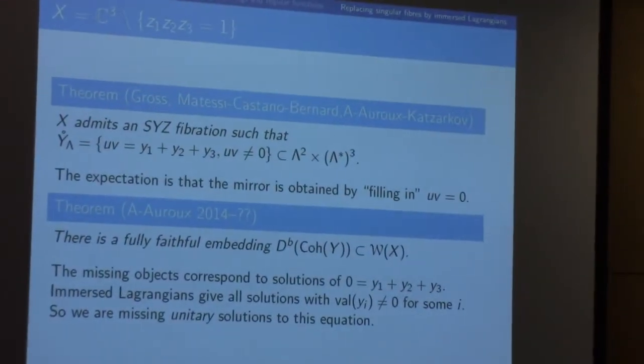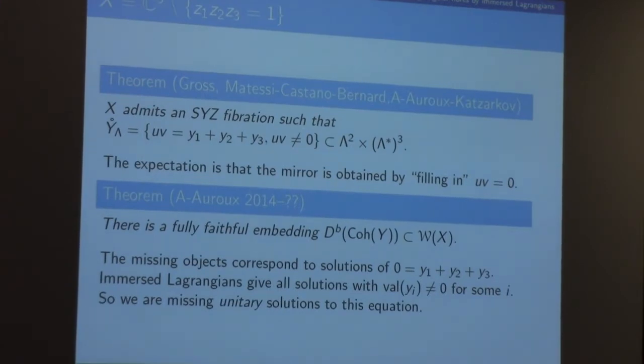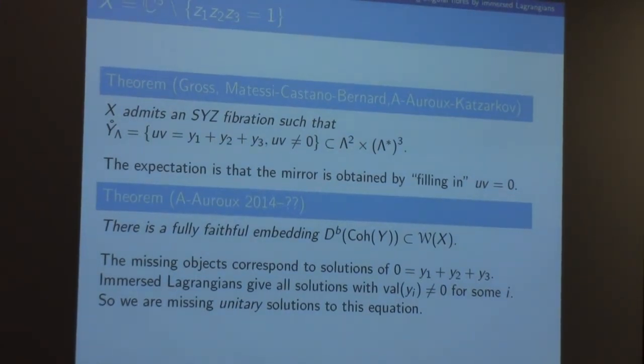But if you only look at the smooth Lagrangians, you're missing the locus where uv equals 0. Geometrically, that's what we need to do: we need to fill in uv equals 0. And there's evidence for this, which is that with Denis, I basically proved that the derived category of coherent sheaves on this full space Y, which is the thing you get by filling in uv equals 0, embeds in the derived category of the Fukaya category. So we need to find some way of putting in these missing objects.